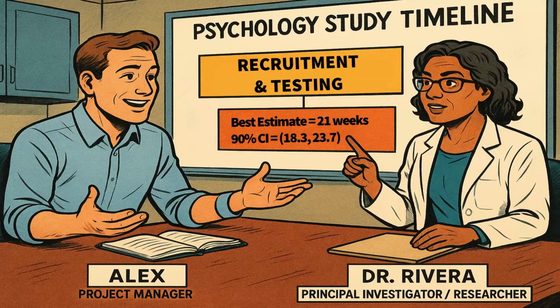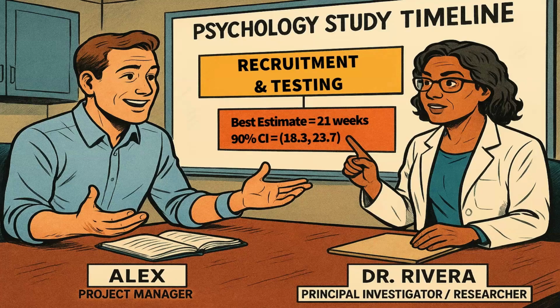And what Alex is telling Dr. Rivera right now is that regardless of what happens, regardless of what the future holds, he is 90% confident that their project will be finished between 18.3 weeks and 23.7 weeks. So he doesn't know what's going to happen, but based on previous history and what happened with other projects, this is the prediction that he can make. 18.3 is the low end, the lower boundary. 23.7 is the upper boundary. So far, so good? All right.